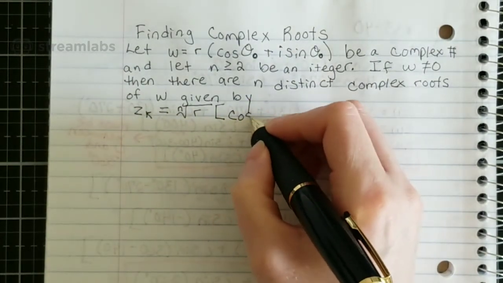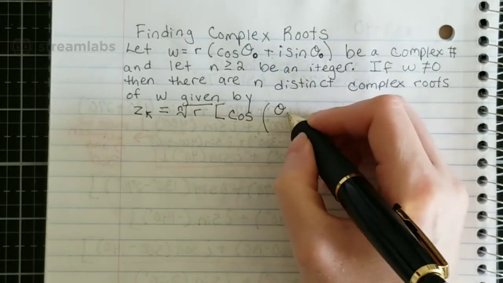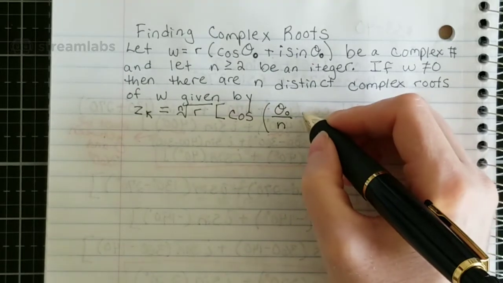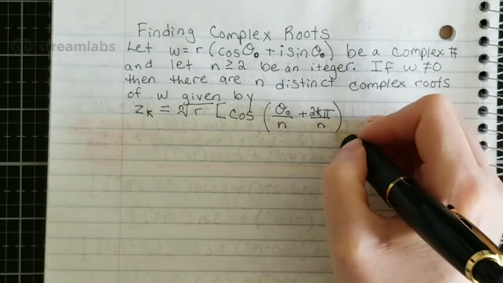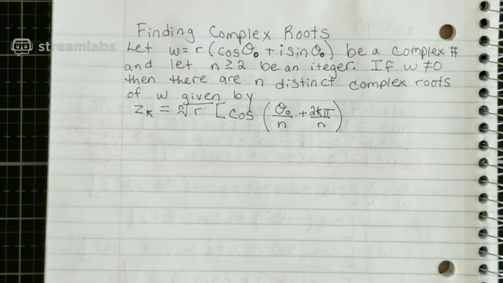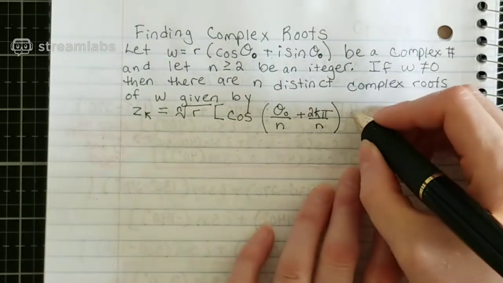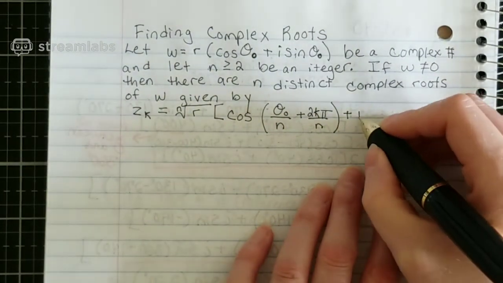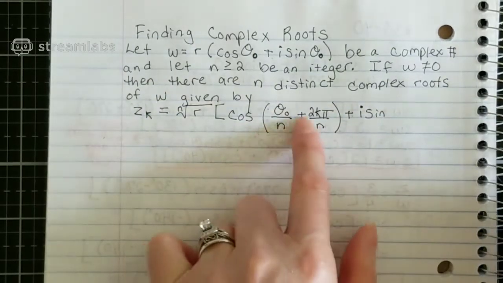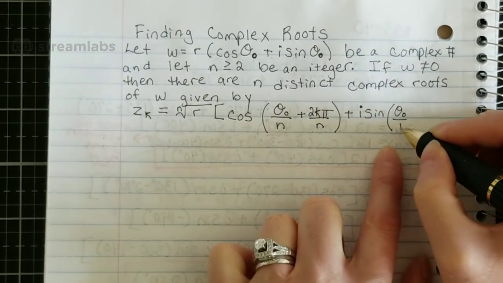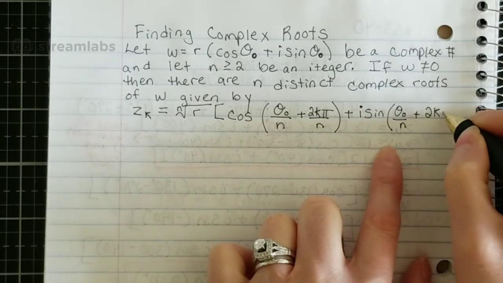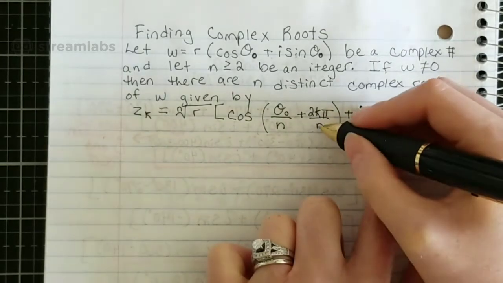times cos of theta naught divided by n plus 2k pi divided by n. Give me a second to write that down, then I'll give you the rest of it. Plus i sine, and then it's just going to replicate this. It's going to be the exact same thing as that. So theta naught divided by n plus 2k pi divided by n.